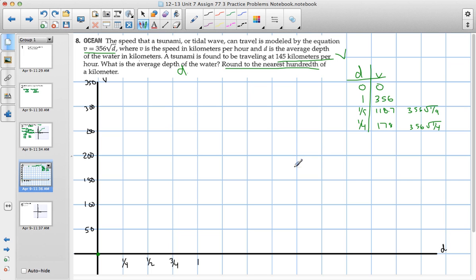So I'm going to graph these points that I have here. So I already did 0, 0. I'll do the point where d is 1 last. 1/9. That's about halfway between 0 and 1/4. It's a little more than halfway, and it should be the v value at 118.7. So I'm going to put it about right here. It's approximate, okay? And then at 1/4, it's all the way up at 178, which is about right here. And then at 1, it was all the way up at 356, which is just above right here. So we can see that the 356 has really stretched it vertically.